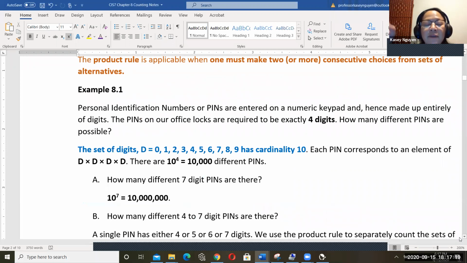So now if we have 7-digit PINs, then we simply take the set size, which is our cardinality, 10, and raise it to the 7th power. If we're looking at a 7-digit PIN, there are 10 million variations of PIN numbers we can derive from 0 through 9. Okay.